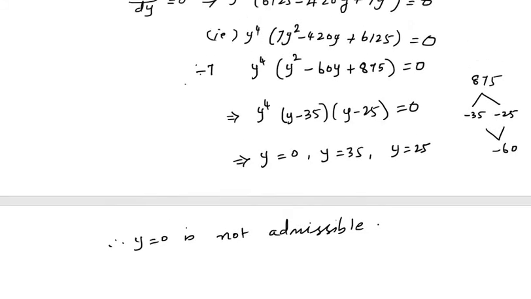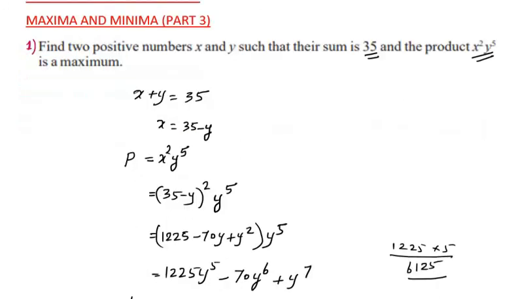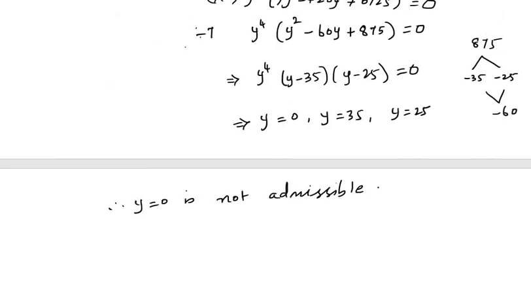Again, see one more thing here. Y equal to 35. Here the sum of the two numbers x and y is 35. If y is 35, what happened to x? X becomes 0. Therefore, that is also not possible. Therefore, I can write y equal to 0 and y equal to 35, both are not possible.